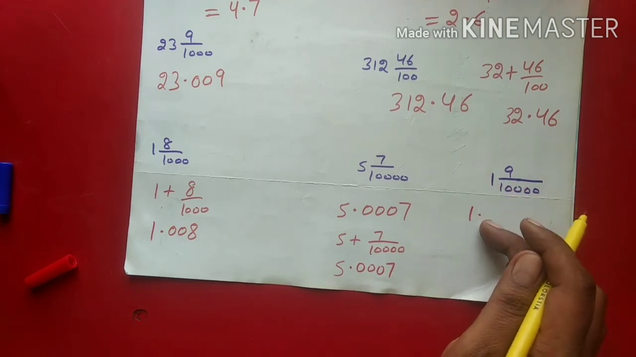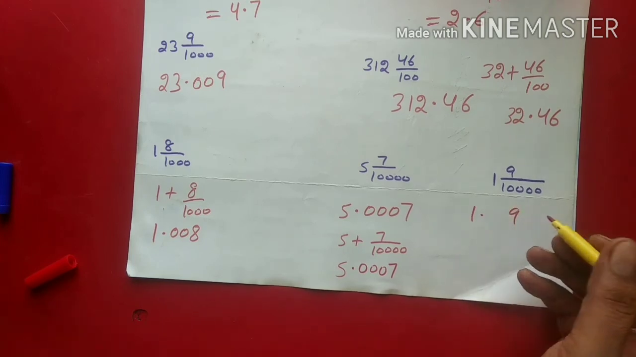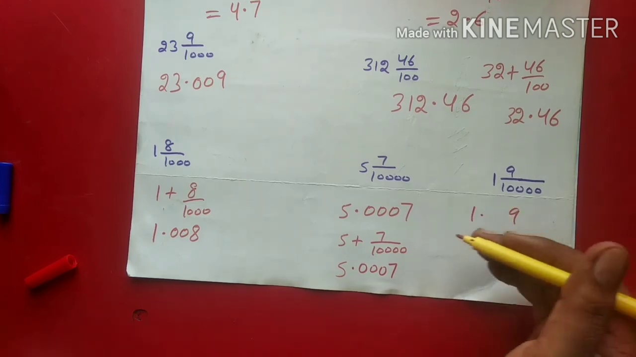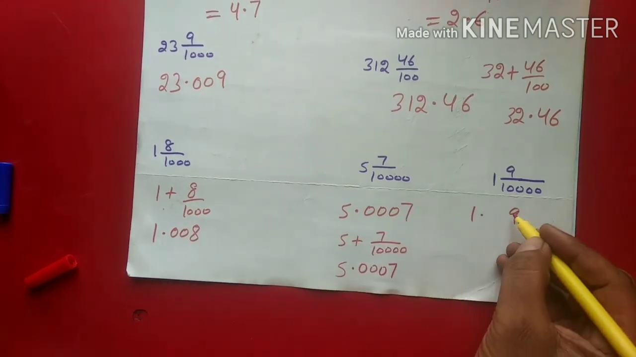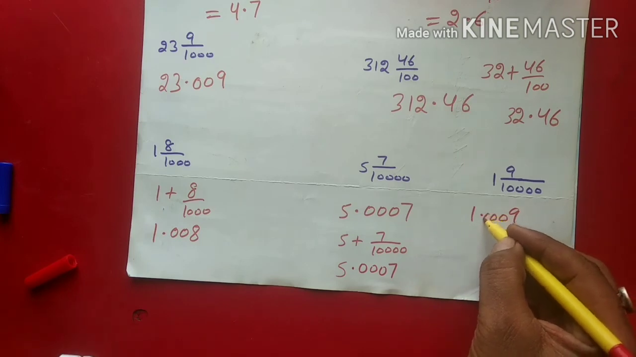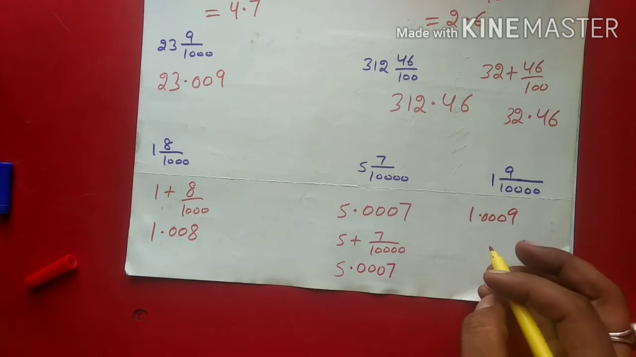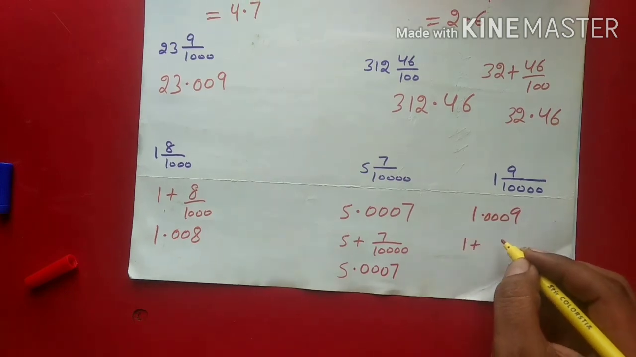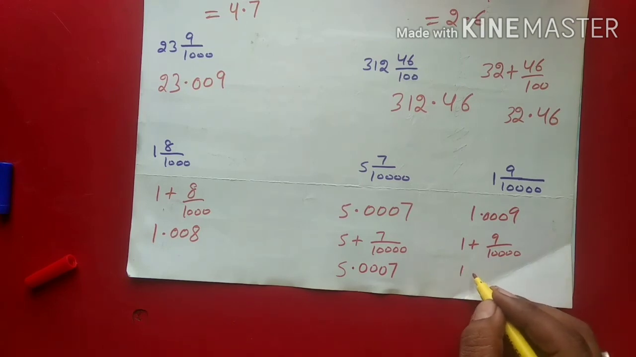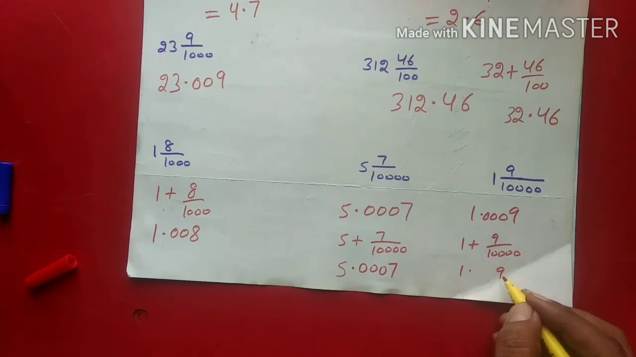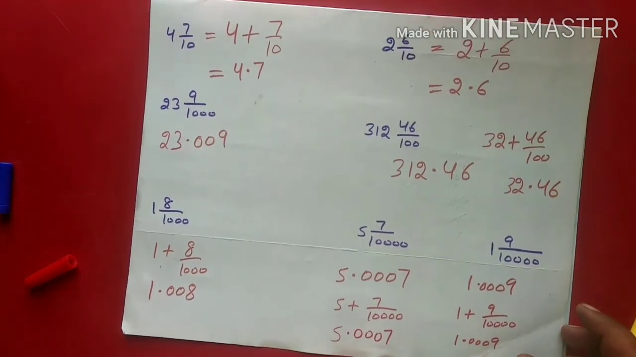After 1 you will mark decimal and you will write 9 in such a way that if we count after decimal from the right, there should be 4 digits. So 1 digit, 2 digit, 3 and 4. So in this way I got the final answer. Another way to think of this, 1 plus 9 over 10,000. So 1 decimal, 1, 2, 3. Okay student, so in this way we have completed the video.